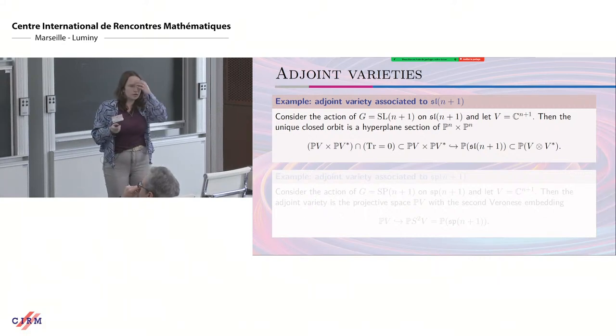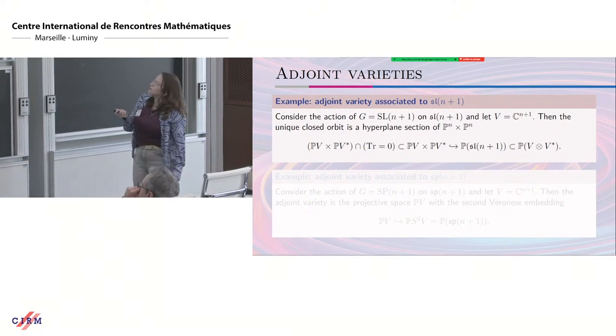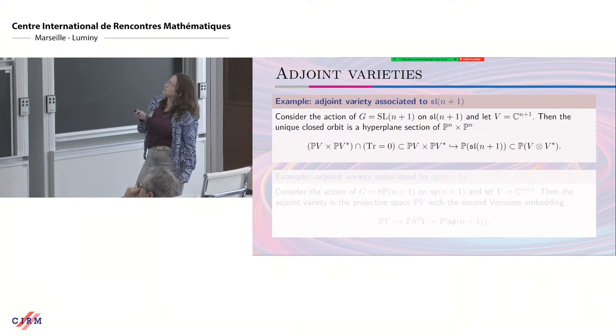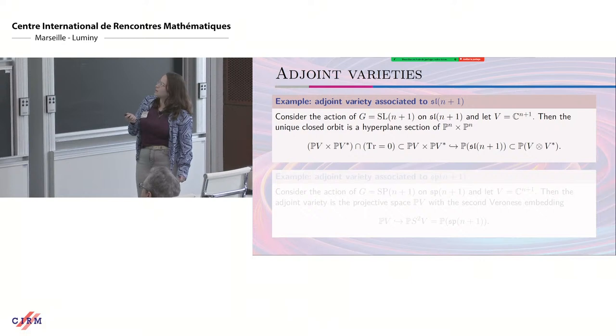Now I will give an example, just to give an idea of what kind of varieties I am interested in. The adjoint variety associated to SL(n+1) is a hyperplane section of P^n times P^n. If you consider the group SL(n+1) and V the vector space C^{n+1}, then the unique closed orbit of the Lie group will be the variety P(V) times P(V dual), intersected with the hyperplane given by the condition that the trace is zero, via the Segre embedding in the projectivization of the Lie algebra.